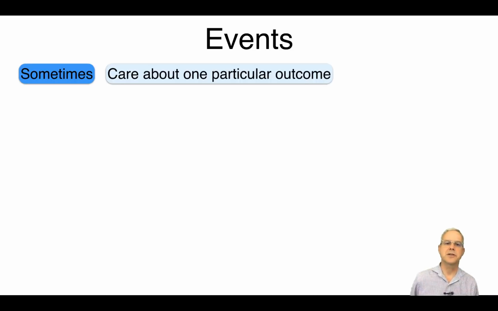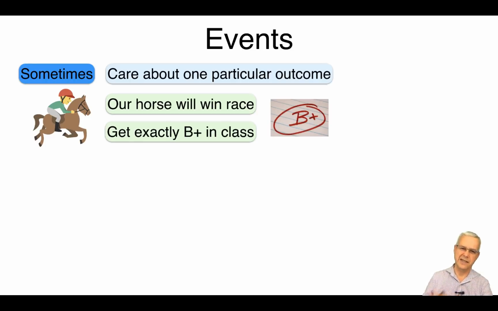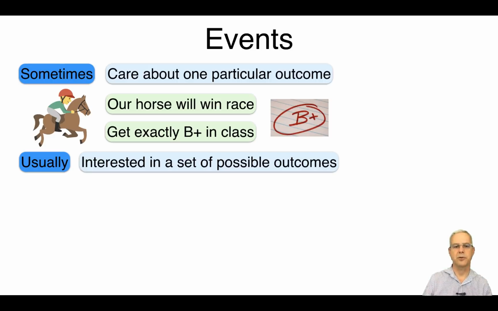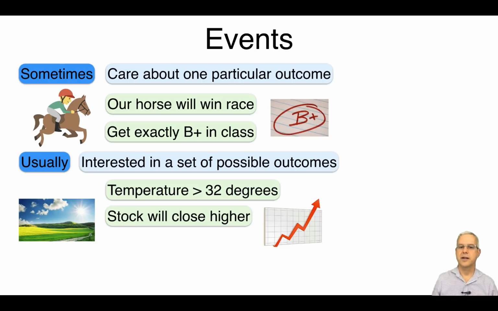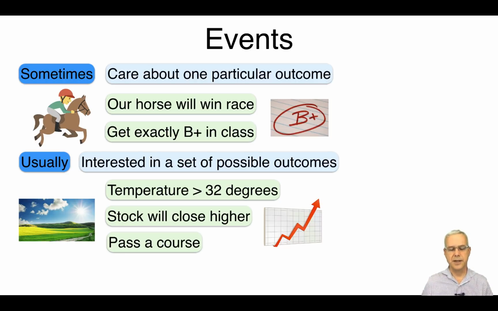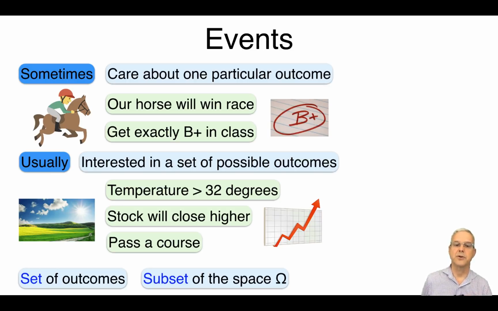Okay. So what are events? Sometimes we're interested in one particular outcome, for example, that our horse will win a race, or that we'll get exactly a B+ in class. But usually we are more interested in a set of possible outcomes, a collection of possible things that could happen. For example, that the temperature is going to be above freezing, or that our stock will go up in price, or that we'll pass the course. In all these cases, we're interested in a set of outcomes, or in other words, a subset of the sample space omega, and we call those events.